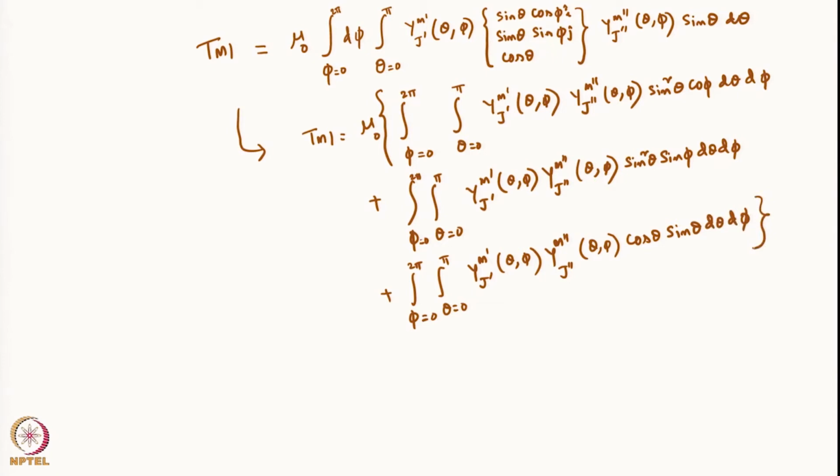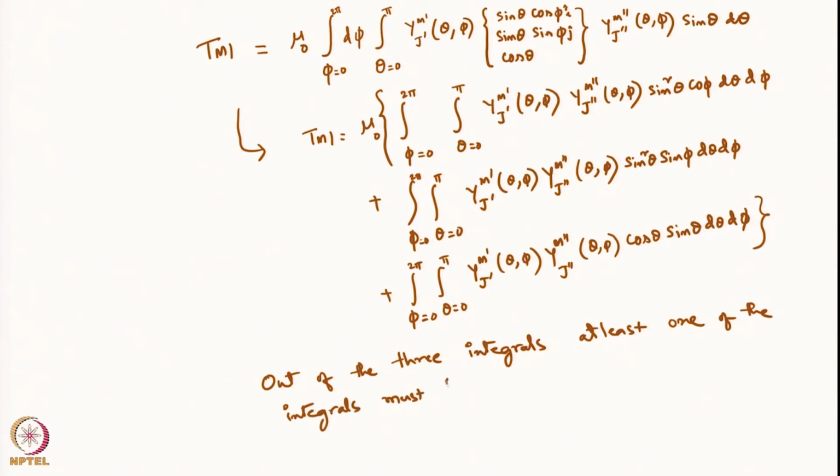Now for the transition moment integral to become non-zero, or have a selection rule, any one of the integrals must be non-zero. Out of the 3 integrals, at least one of the integrals must be non-zero.